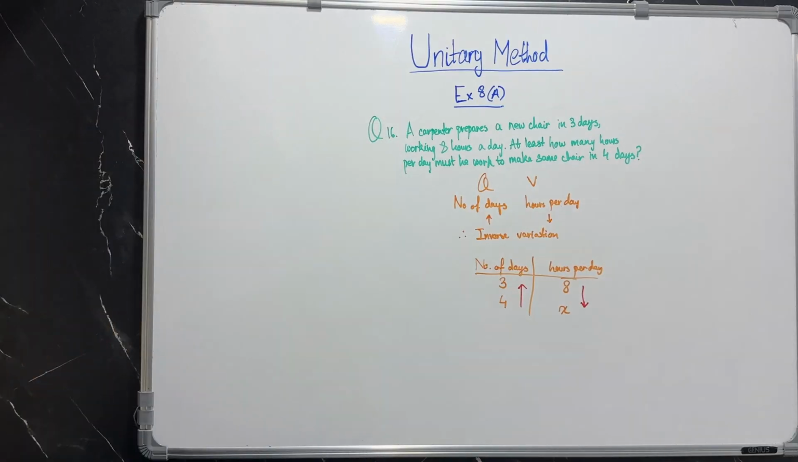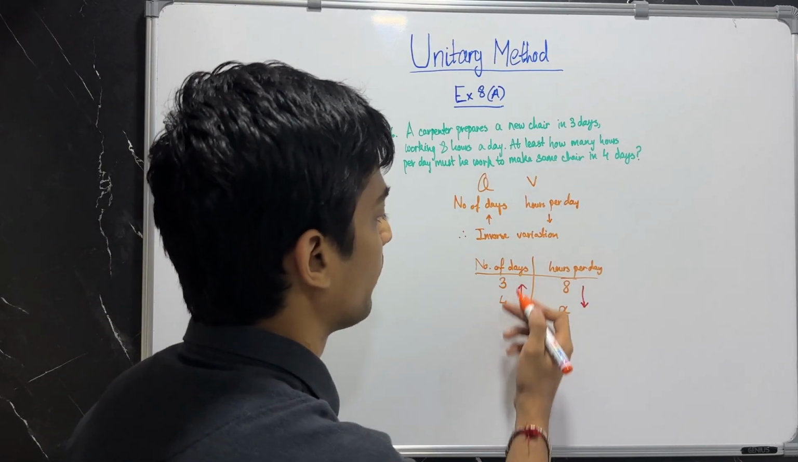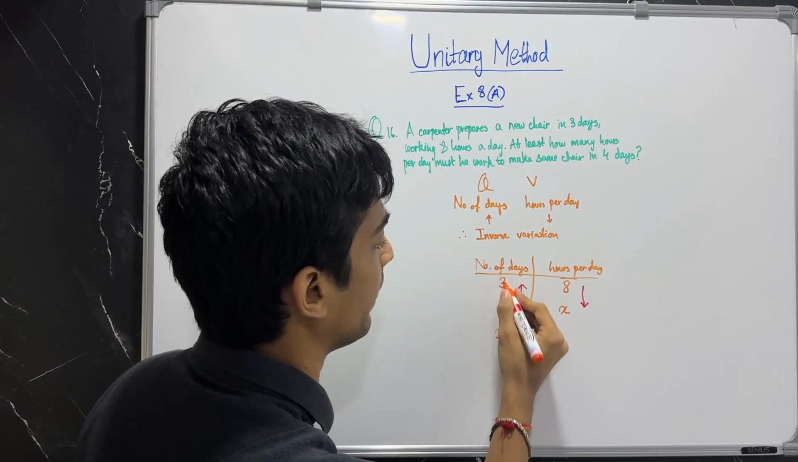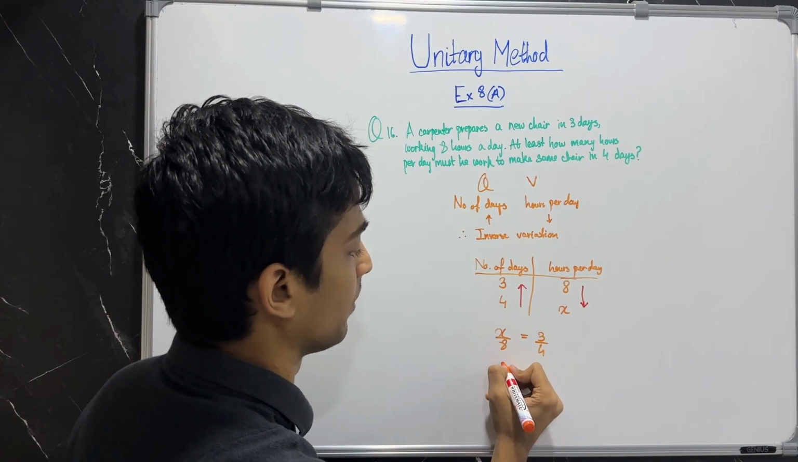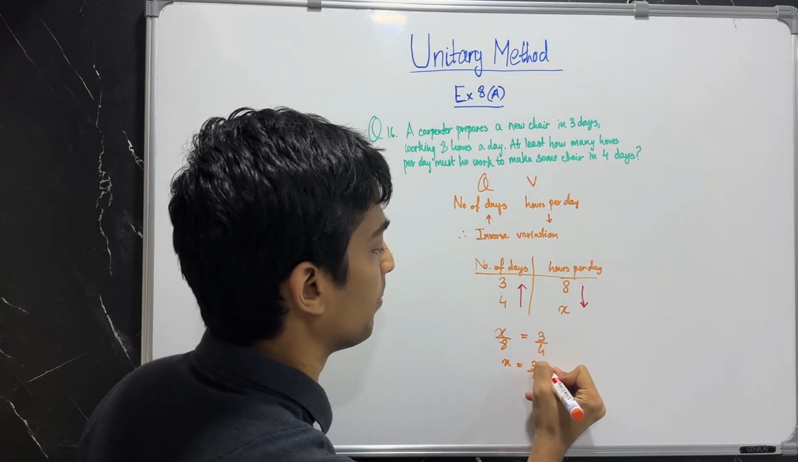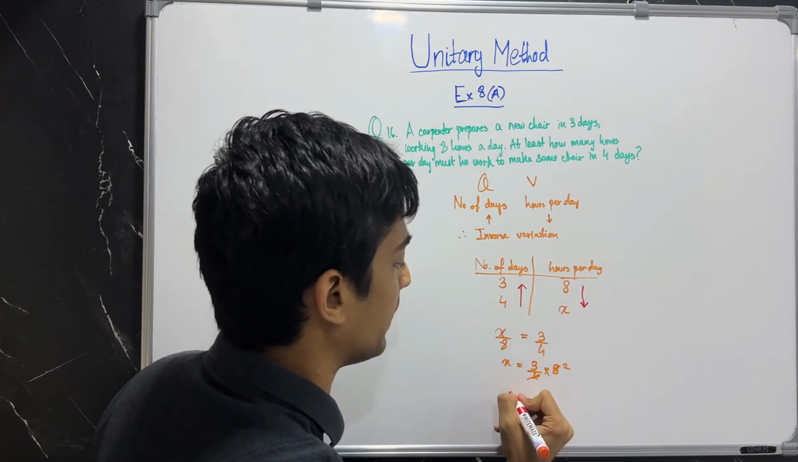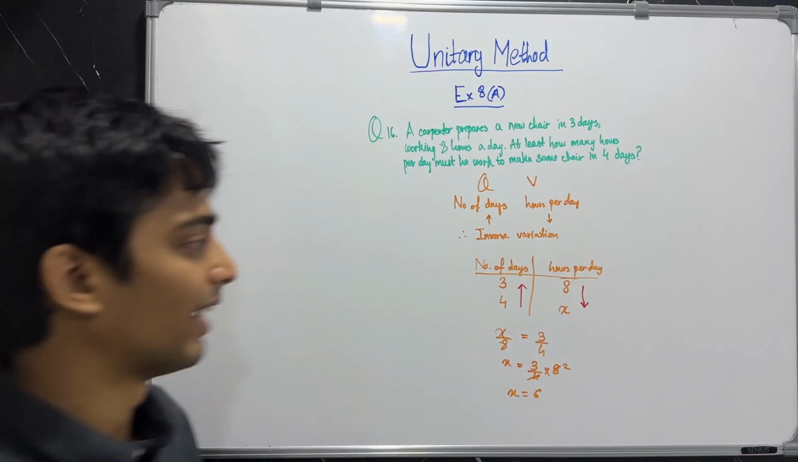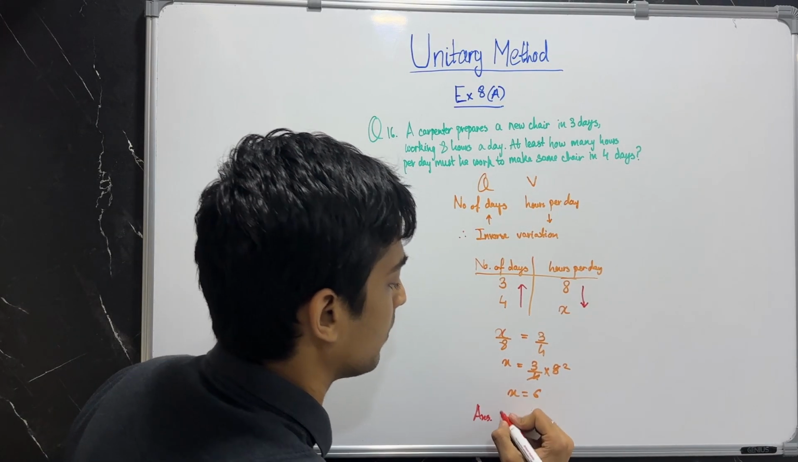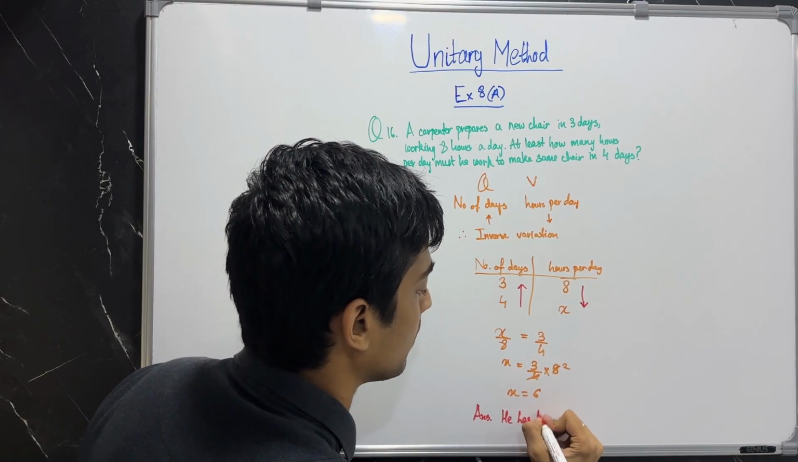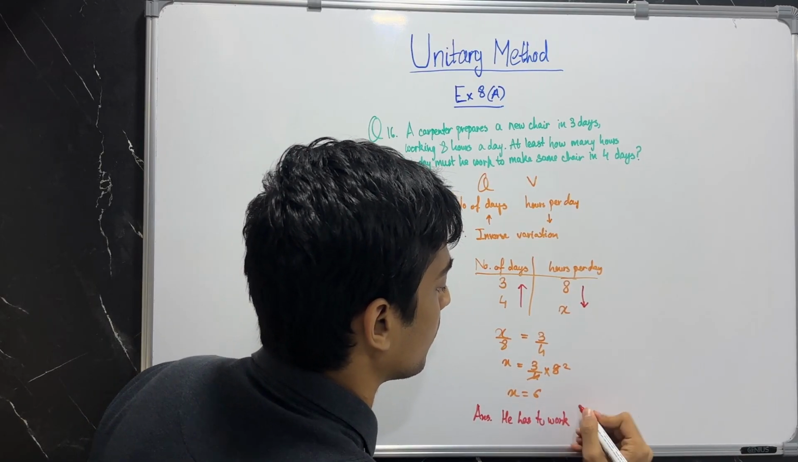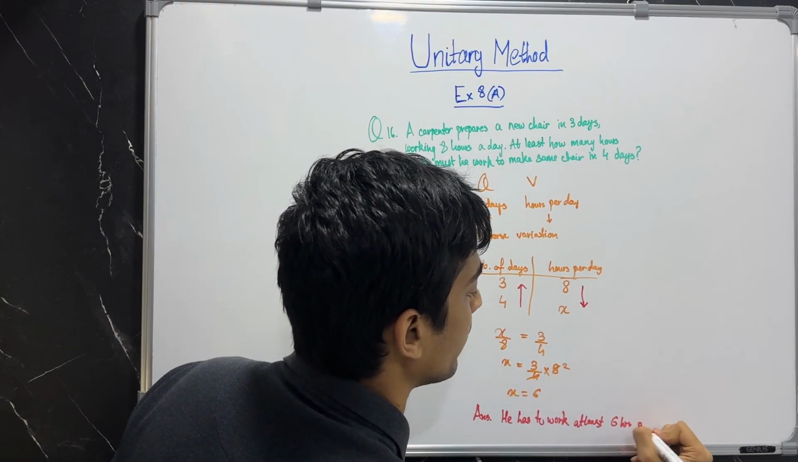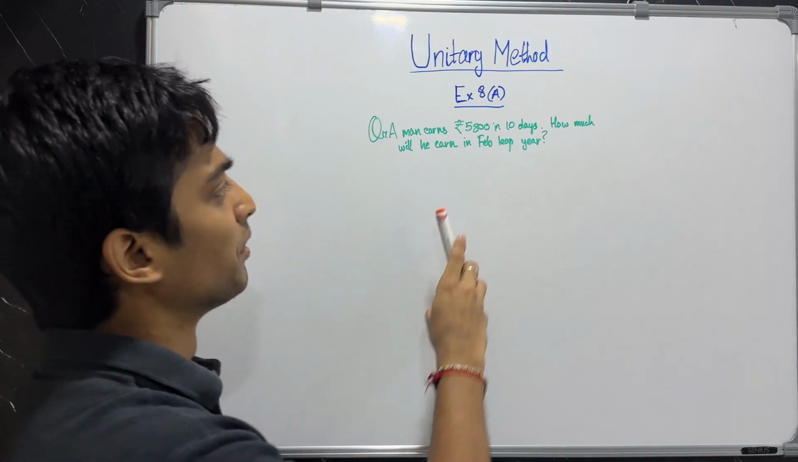Now, head upon tail equal to head upon tail. So x upon head upon tail is equal to 3 upon 4. So x will be 3 upon 4 multiplied by 8. So we get x is equal to 6. So the answer is, he has to work at least 6 hours per day.